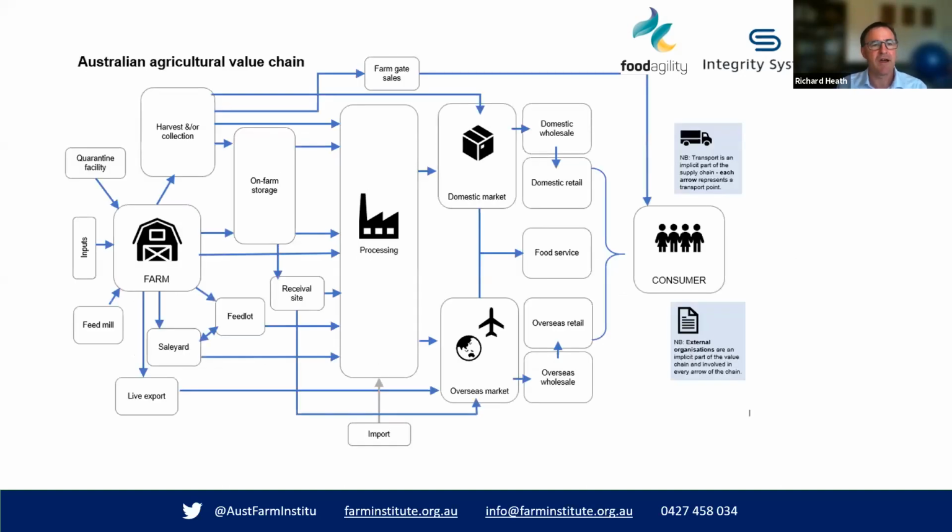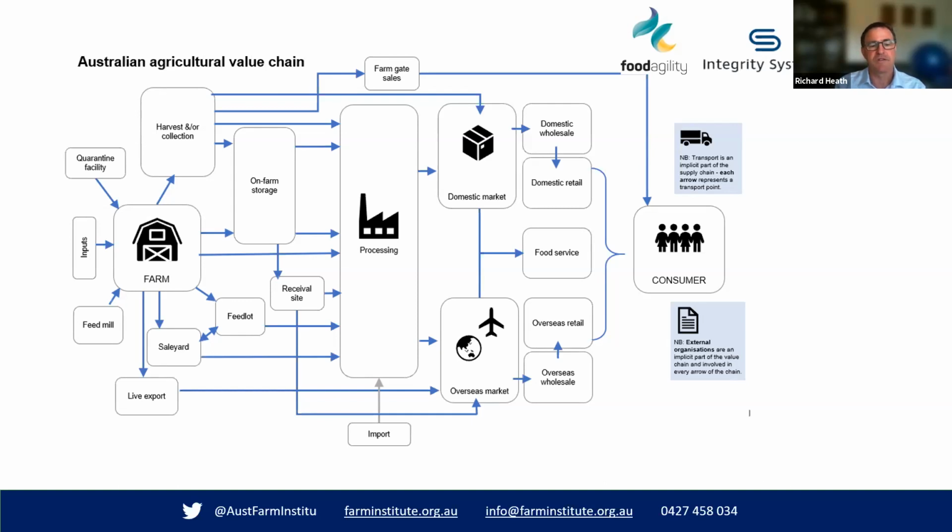So what is a value chain? Here's a very rough representation of a generic agricultural value chain. You've got the farm at one end, you've got inputs coming in, you've got feed, potentially a whole lot of things coming into the farm, and then out of the farm, you've got products that go through various stages towards processing, towards various market opportunities, whether they be domestic or overseas, and then eventually to a consumer.